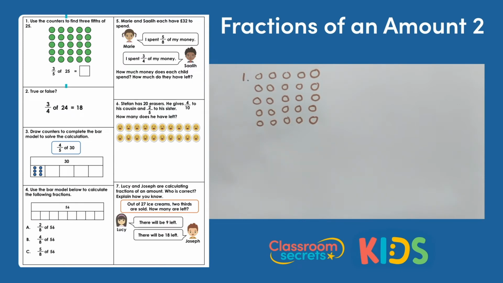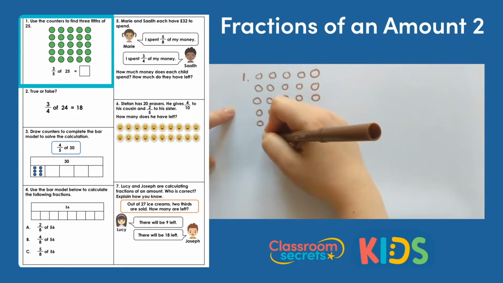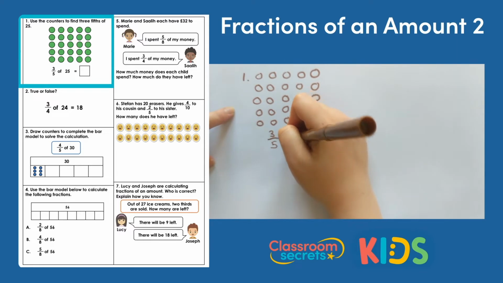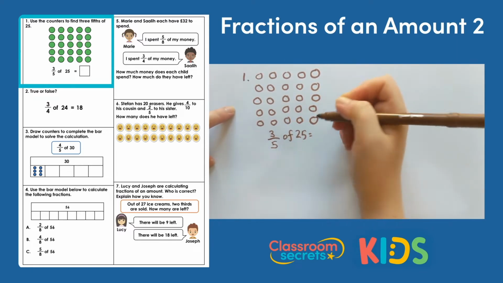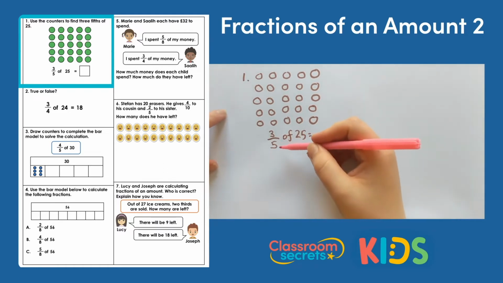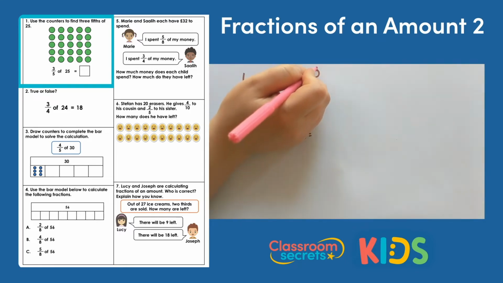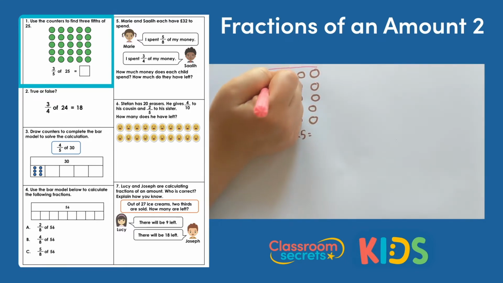The first question says, use these counters to find 3/5 of 25. So I know there are 25 counters in total, and my job is to find out 3/5 of 25. I'm going to start by looking at the denominator, which in this case is 5, which tells me that I need to split these counters into 5 equal groups. So that is what I'm just going to do now.